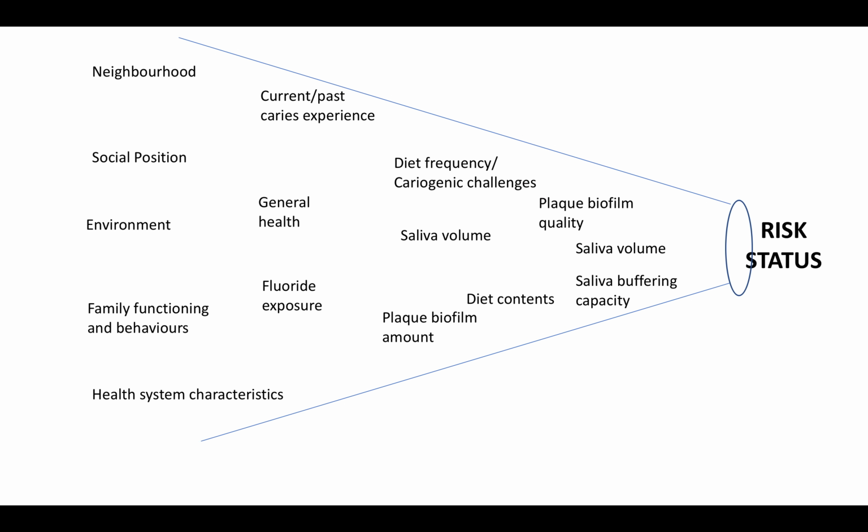So we need to think about all of these factors. We also need to think about things like a person's social position, because we know that that influences a person's risk for disease, and the health system characteristics. So these are all things that are more distal from the patient but have an influence. And then as we come closer to the individual, we've got these more proximal factors here. But what we need to do is collect evidence about all of these things in a systematic way so that we can then focus on developing the risk status.